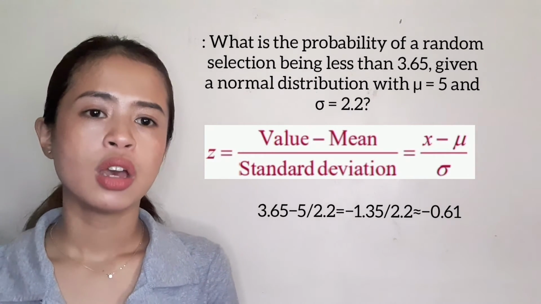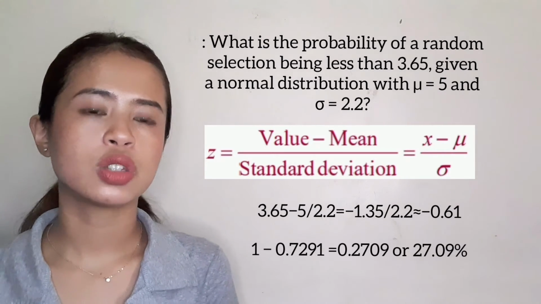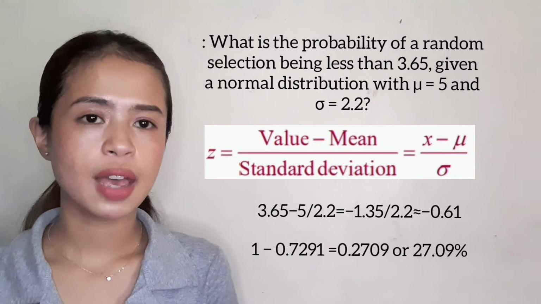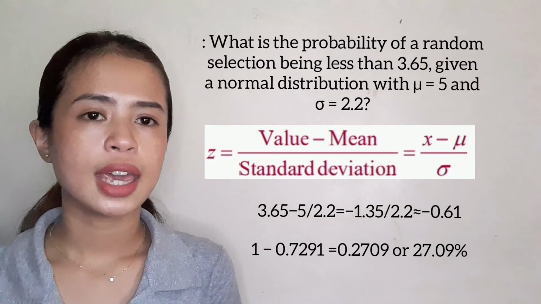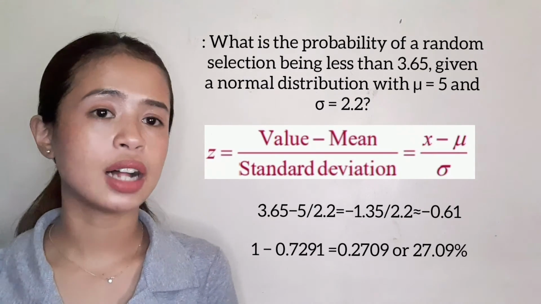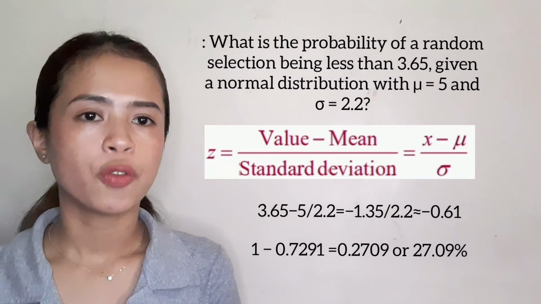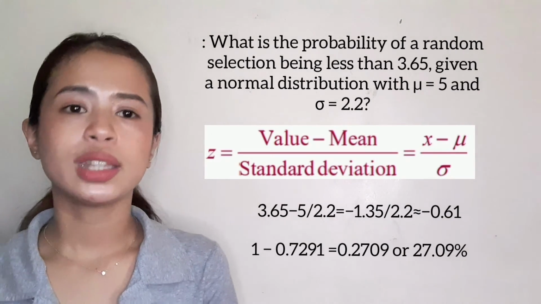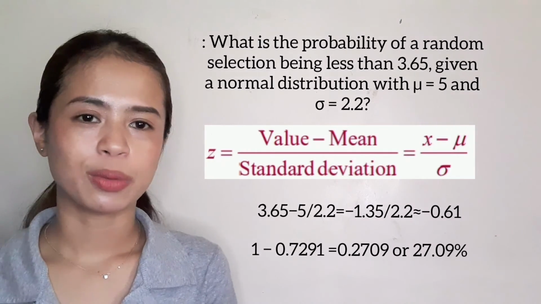Since this is a negative z-score and we want the percentage of values below it, we subtract that decimal from 1. So to get 1 minus 0.7291 is equal to 0.2709. So there is approximately a 27.09% probability that a value less than 3.65 would occur from a random selection of a normal distribution with a mean of 5 and a standard deviation of 2.2.